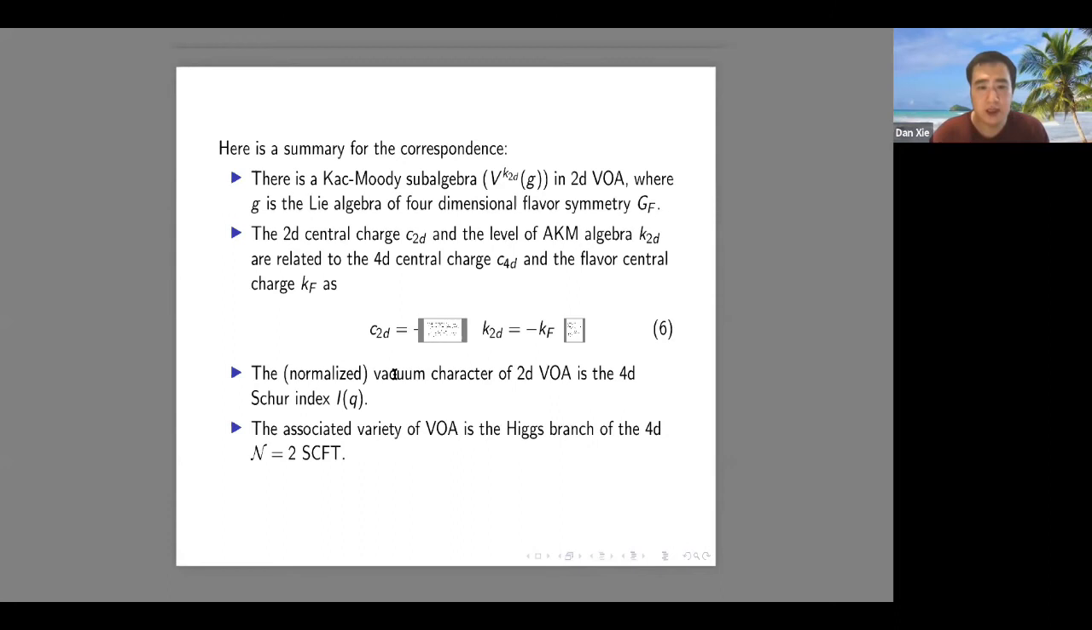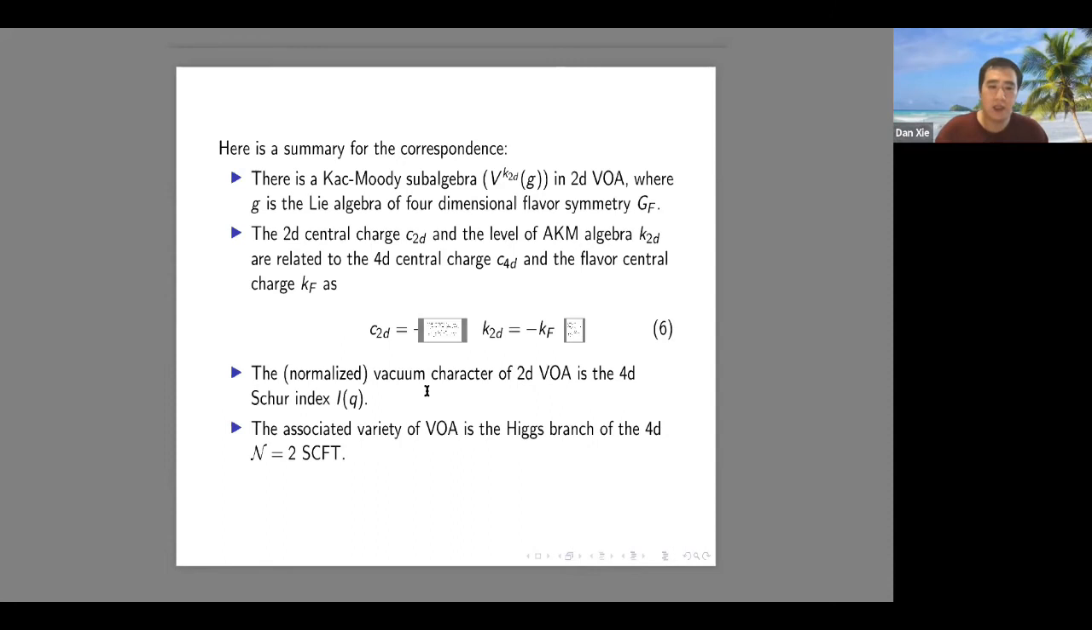The third important correspondence is that the vacuum character of the 2D VOA is the so-called 4D Schur index. This Schur index counts the Schur operators. So once we know the 2D VOA, we can use this vacuum character to predict the Schur index of 4D.